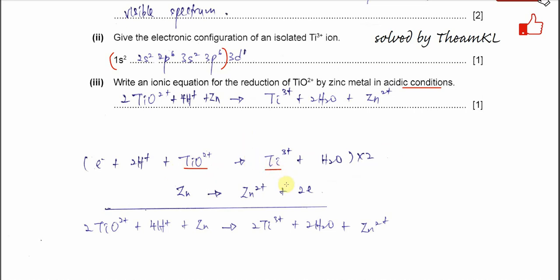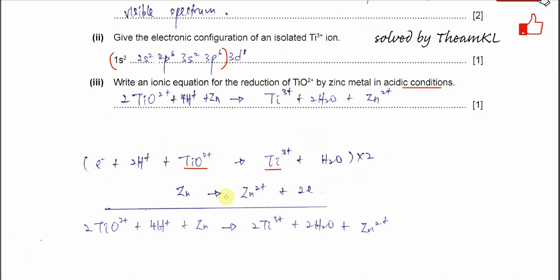After that you have to balance oxygen. On the right hand side, you add H2O to balance oxygen. Then on the left hand side, you add H plus to balance the hydrogen. After that, add electrons to balance the charge, because the right hand side is +3. So you just need to add 1 electron to make it +3 on the left hand side.